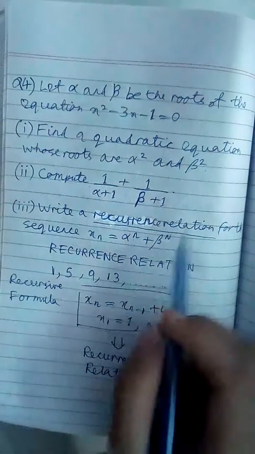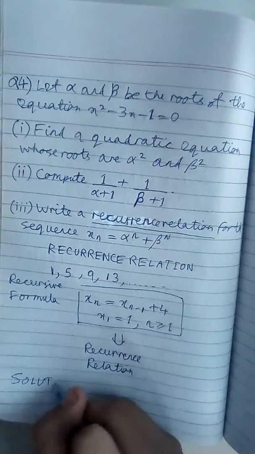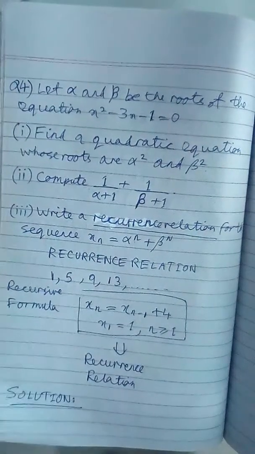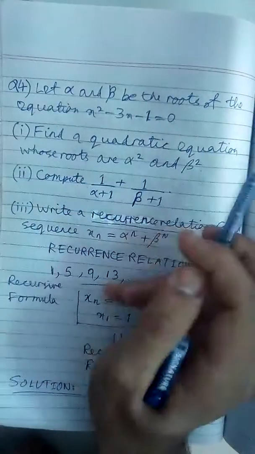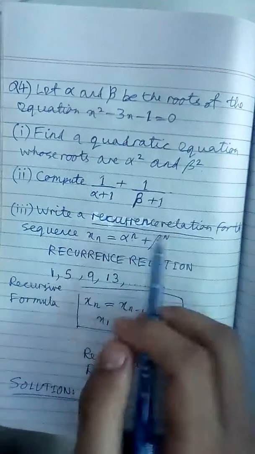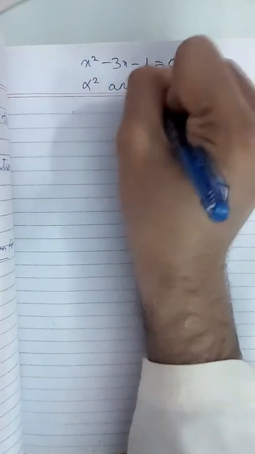Now moving on to the solution, we are formally starting it. Let me write the equation again. Just note the question: find a quadratic equation whose roots are alpha square and beta square. On the next page I would write the equation again: x square minus 3x minus 1 equals 0. We have to find a quadratic equation whose roots are alpha square and beta square.